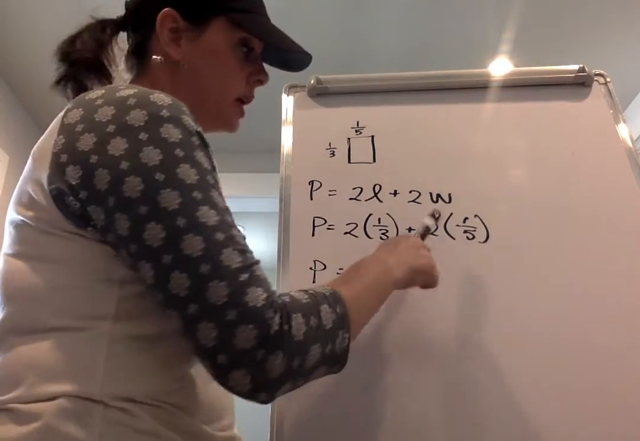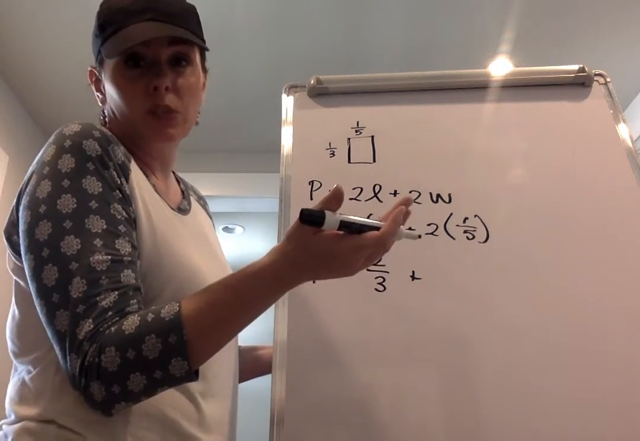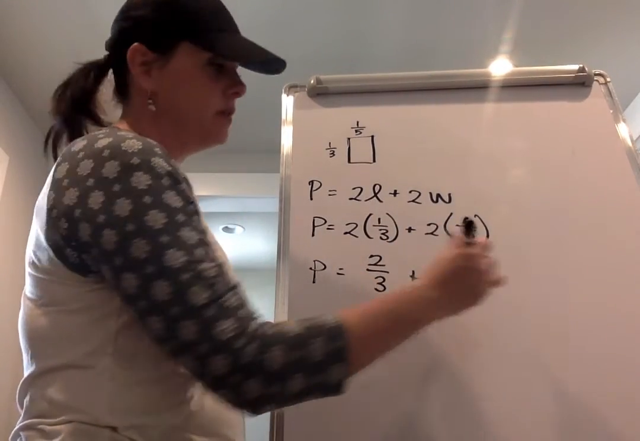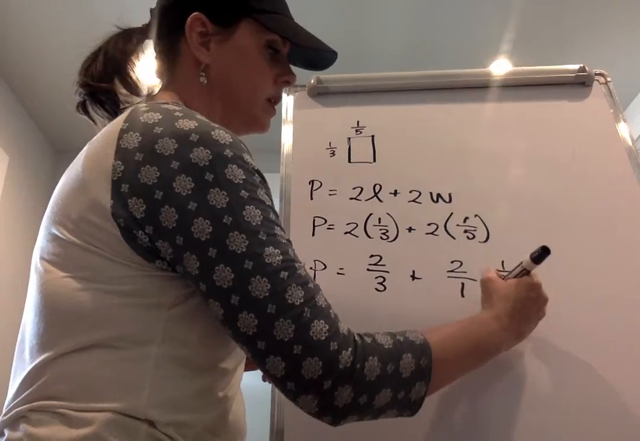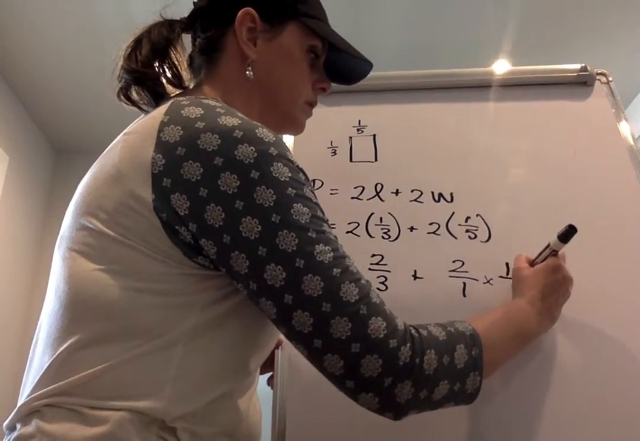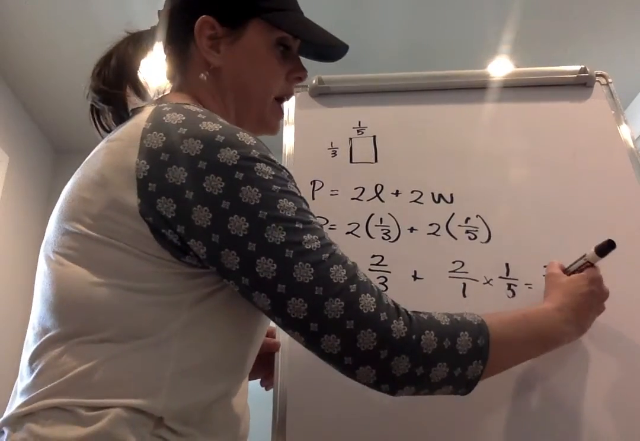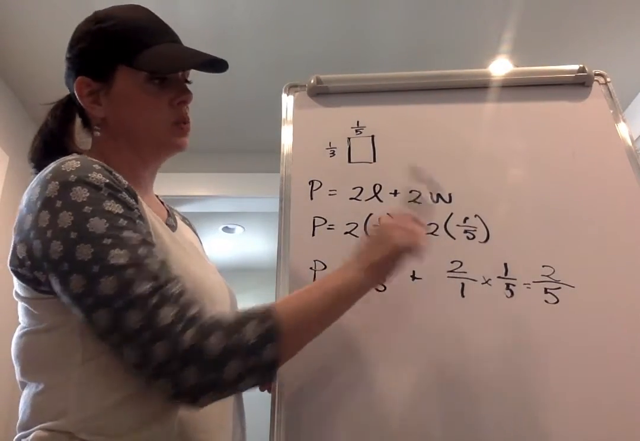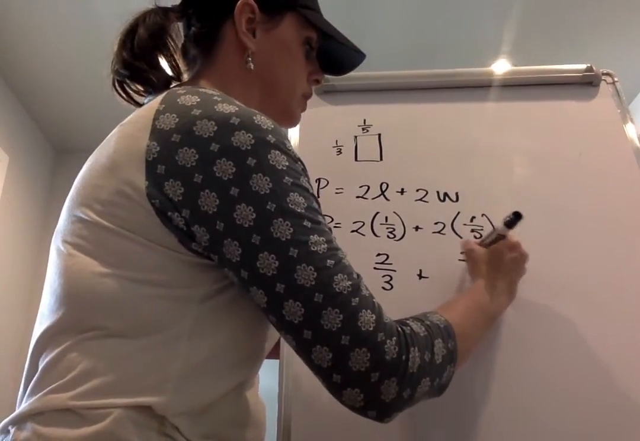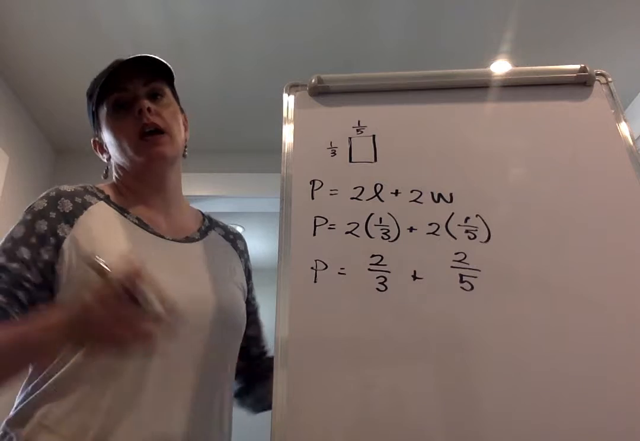All right, let's try that one. I've got to turn 2 into a fraction so I can multiply straight across, and any whole number is a fraction. It has an invisible 1 underneath it. So we've got 2/1 times 1/5. Multiply straight across. 2 times 1 is 2, 1 times 5 is 5. So 2 times 1/5 is 2/5. So our perimeter equals 2/3 plus 2/5.